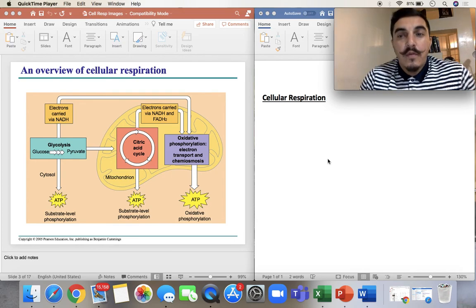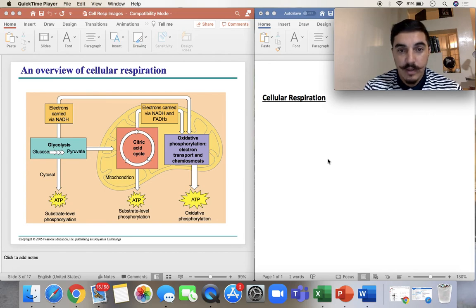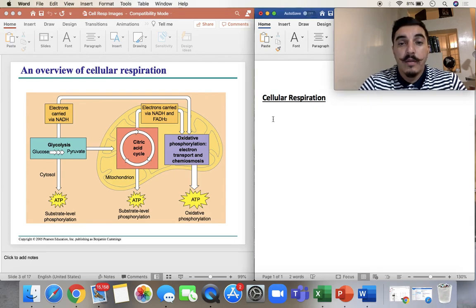Hello everyone. So today we're going to talk about cellular respiration. We're going to briefly detail the main aspects of each step in cellular respiration. Cellular respiration is done by all organisms, including some bacteria, archaea, protists, and animals.